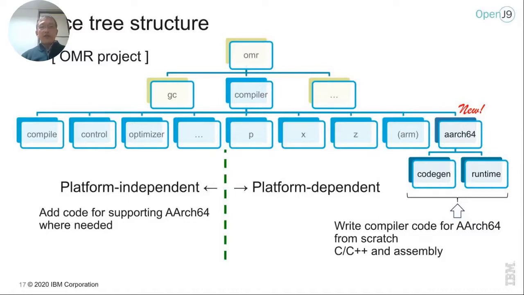Now look at the structure of the source tree in this page. This page focuses on the structure of the compiler directory in OMR. This is the Eclipse OMR project, but the OpenJ9 project also has a similar structure in its compiler directory. On the left side, there are platform independent directories that control the compiler and that perform optimizing the code. And the boxes on the right side show the platform dependent directories.